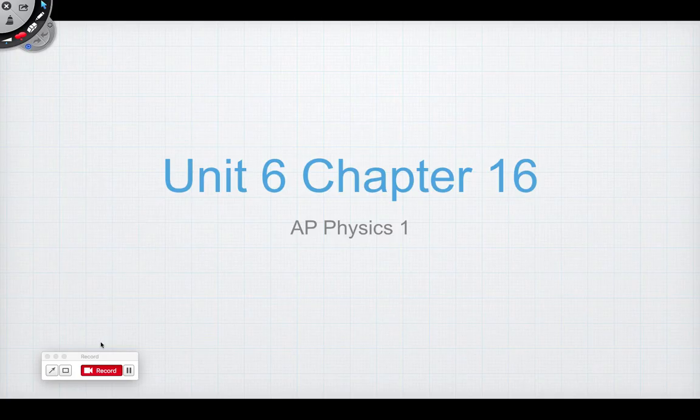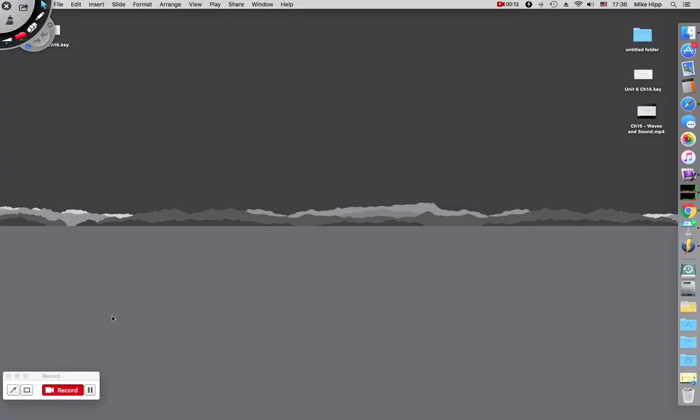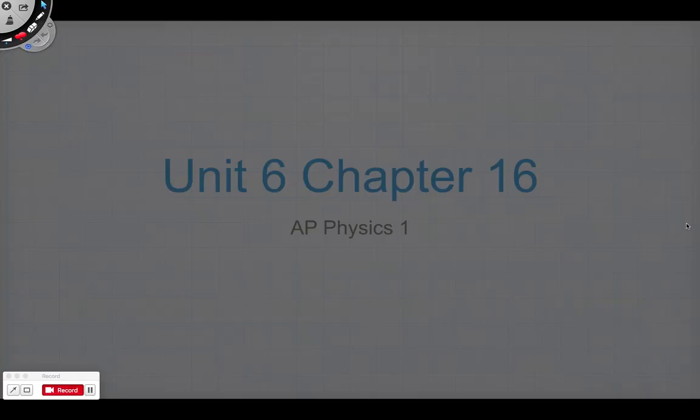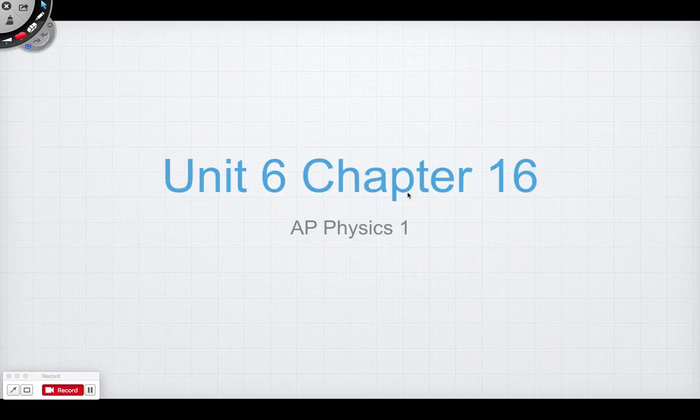As the last section of Unit 6, we have Chapter 16. Chapter 16 is going to be a little bit of a hybrid. We'll have some calculation, some concept. The concept can get pretty tough in this chapter, too, because we're not used to seeing things like this. We are used to hearing waves, but not really seeing them and analyzing them in this way. So be prepared for this.